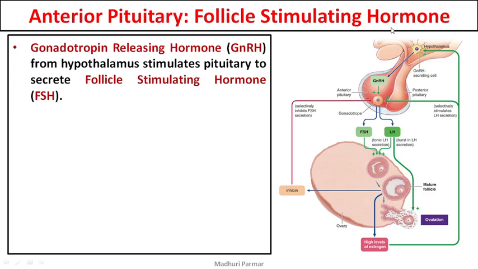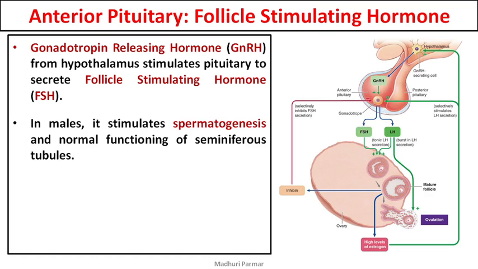Fine. Let us talk about the next hormone, which is follicle stimulating hormone. If you remember even a little bit of your human reproductive system, you must have heard of this term follicle, right? So follicle stimulating hormone, the term follicle comes from there. The hypothalamus secretes a hormone called gonadotropin releasing hormone, GnRH. This GnRH will go, as you can see here, to the anterior pituitary, and it will stimulate this anterior pituitary to secrete FSH, follicle stimulating hormone.